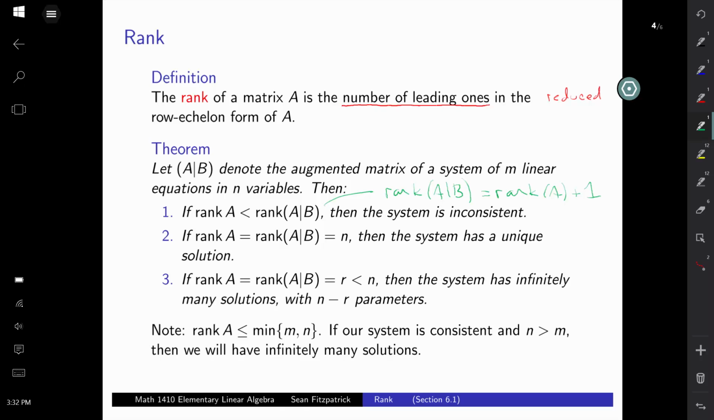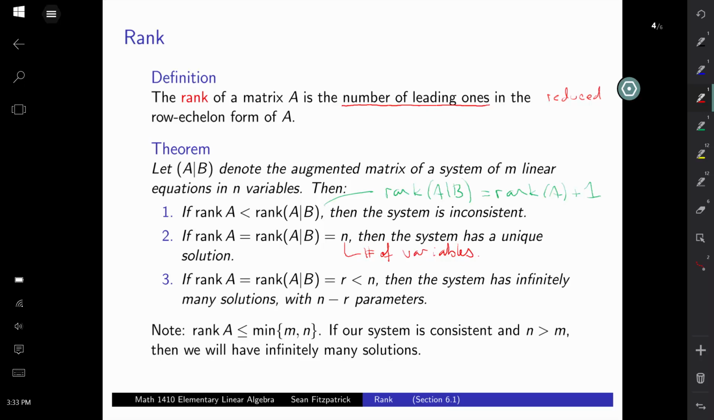Now, if the rank of A equals the rank of A|B, then our system is consistent, and there are two cases that remain. So n here is the number of variables. If the rank equals the number of variables, that's the case where we have a leading 1 in every one of the variables' columns, and we know that that's our situation of a unique solution. The last possibility is that the rank is less than the number of variables, and that's when we have infinitely many solutions, and the number of free variables, the number of parameters, is given by the total number of variables minus the rank.